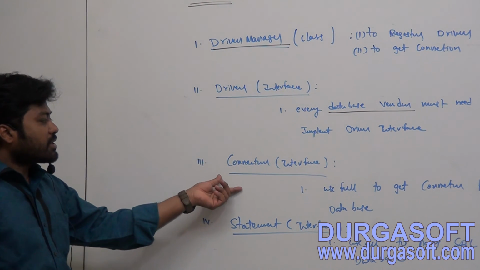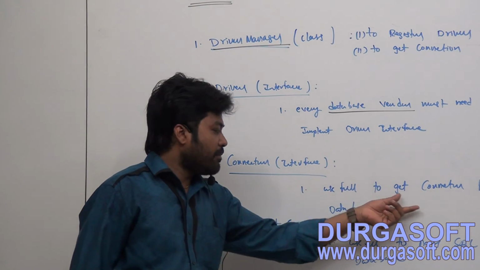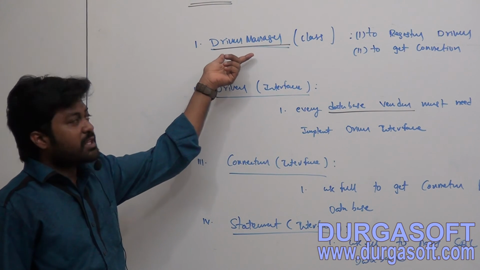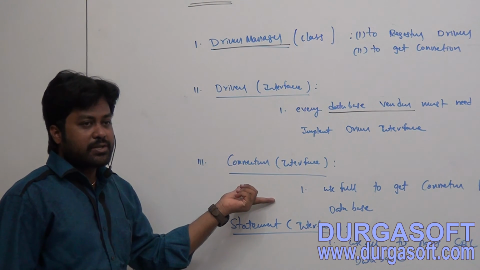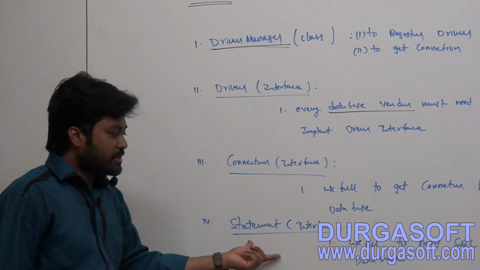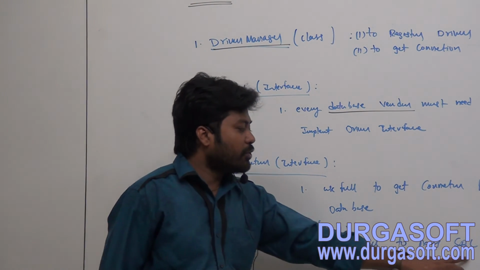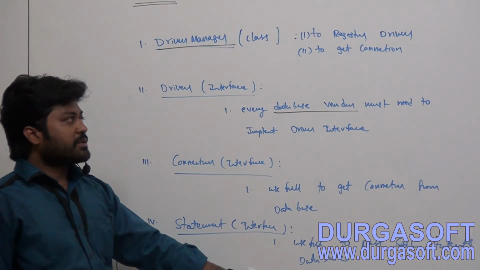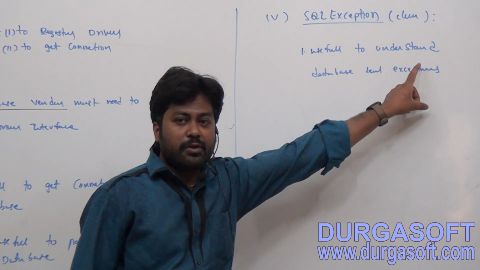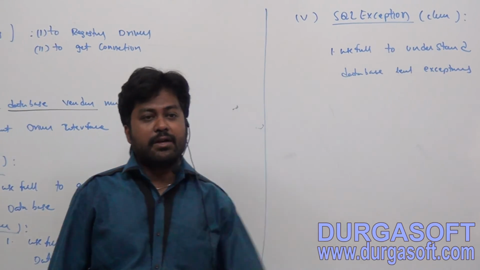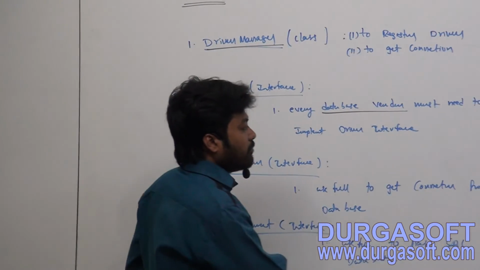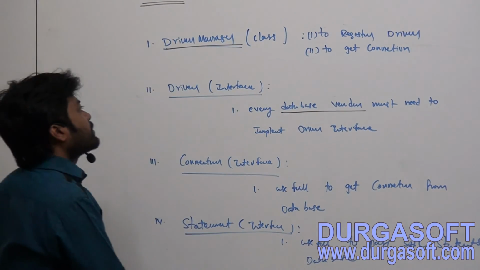And the Connection interface is useful to get a connection from the database. We use the DriverManager class, and using it only we will get the connection. After getting this connection, using it we can create statements. Those are useful to pass SQL statements to the database. Finally, while executing those SQL statements, if there is any problem in your statement, the database will throw us SQLExceptions. By reading the SQLExceptions, we can understand which kind of problem we are getting from the database.